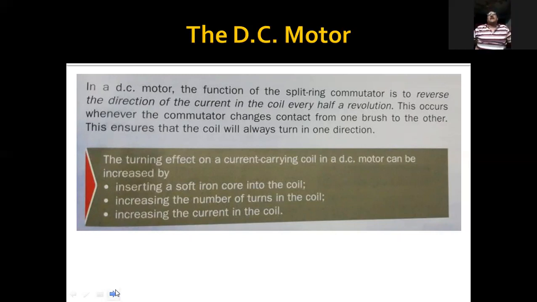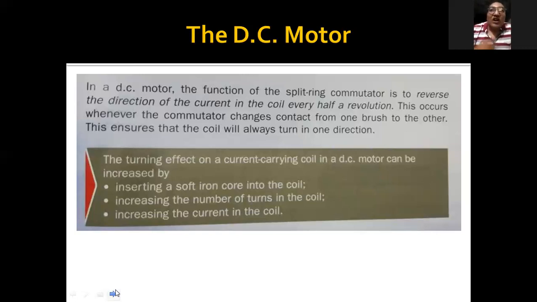Here, the last thing which we will be discussing is that the turning effect or the speed of the coil, or the turning effect on a current carrying coil in a DC motor, can be increased. How can you increase the speed of a DC motor? You see, here we have a coil, and that coil was on an axle. What you do, you put an iron core. Whenever you see an actual DC motor, it will always have an iron core, and on that core you will see that the wire is wound.